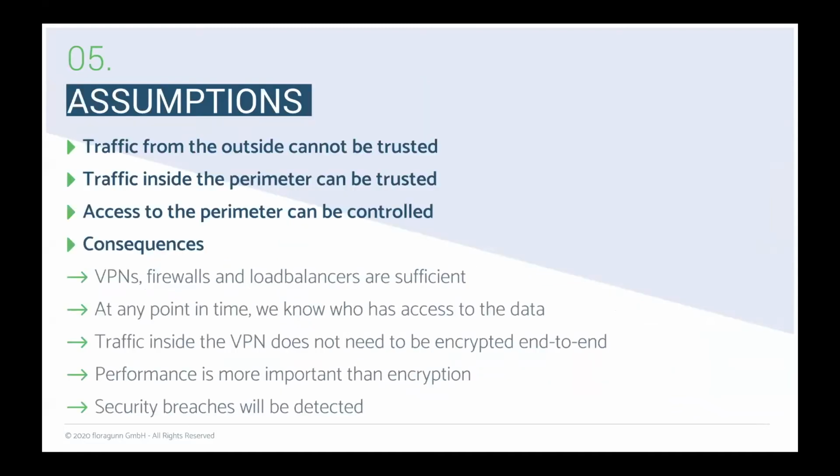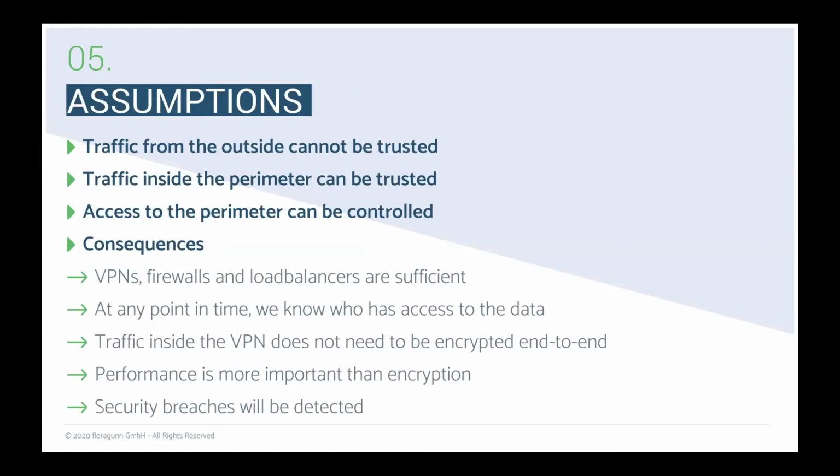And the assumptions are that traffic from the outside cannot be trusted. Okay, that's basically a no-brainer. The traffic inside the perimeter can be trusted. The access to the perimeter can be controlled by the company. And that leads to the idea that VPNs, firewalls, and load balancers are basically sufficient to secure your infrastructure. Another idea is that at any point in time, you or your system administrator knows exactly who has access to what data in your perimeter.